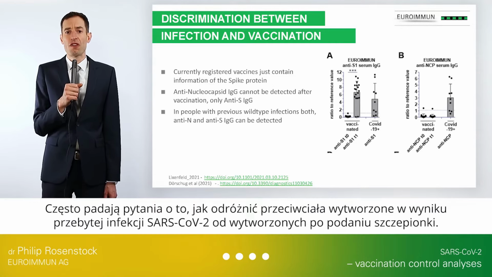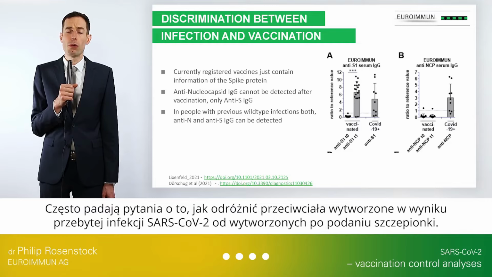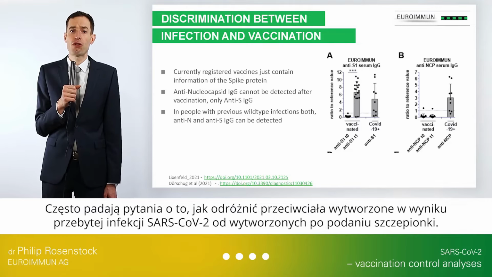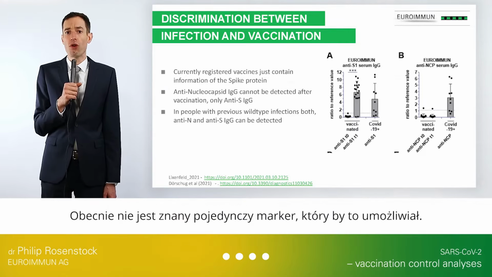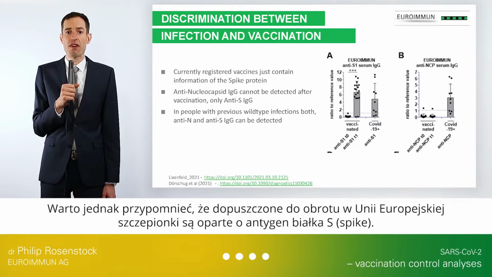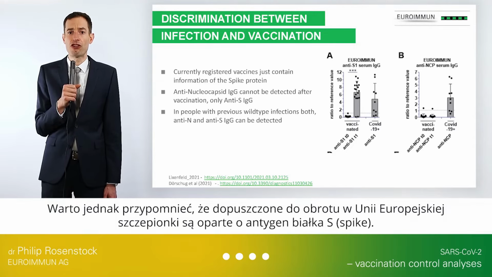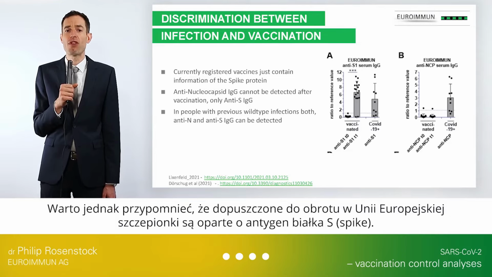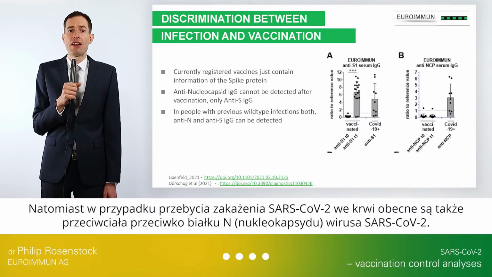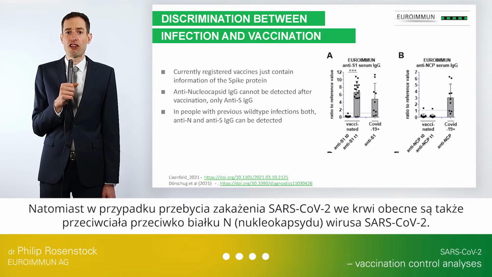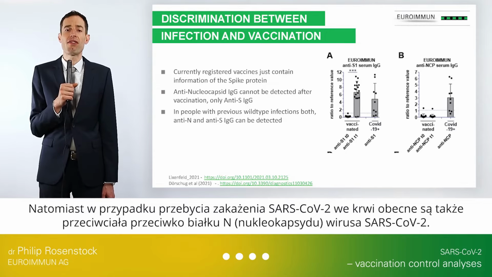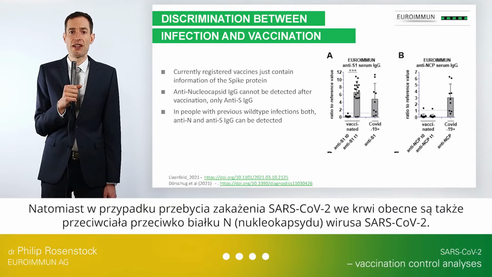And we are quite often asked if a discrimination is possible between antibody activities that are triggered by wild-type infection and those that are triggered by vaccination. And there is currently no sole marker that can be used to distinguish these antibodies. However, please remember that the majority of or all vaccines that are currently registered in the European Union are based on a spike protein. In contrast, after wild-type infection, of course, also antibodies against the nucleocapsid protein are triggered.